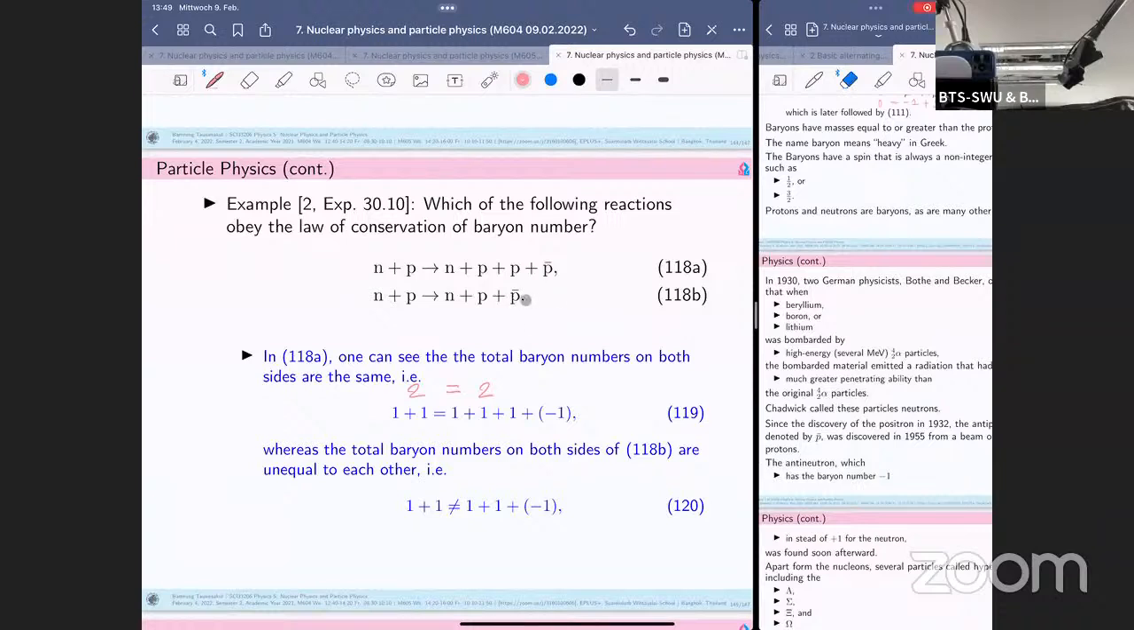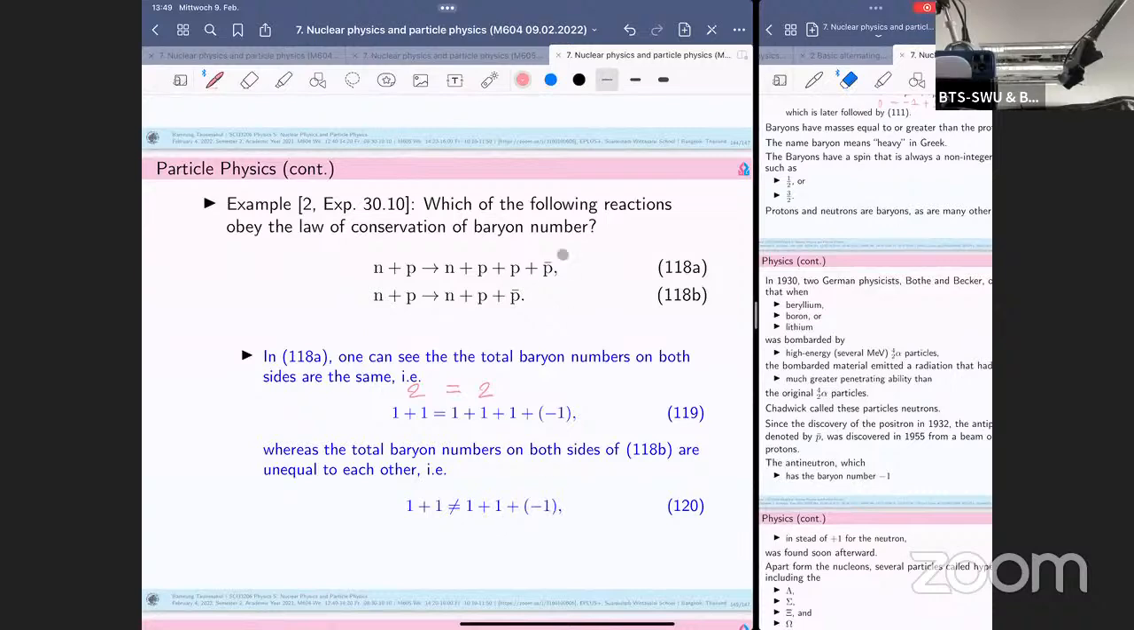This is the anti-proton, right? Of course, on the left-hand side, we have the neutron, which has baryon number 1. The proton has baryon number 1 too. And the anti-proton has baryon number -1.